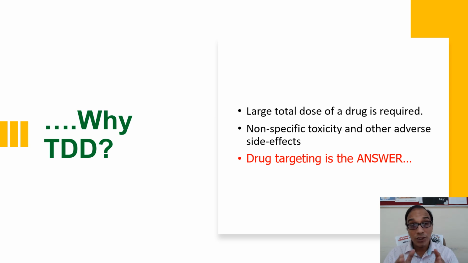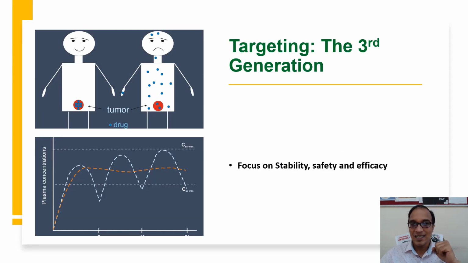And non-specific toxicity and other adverse side effects are always there with the conventional dosage form. For all these problems, drug targeting is the answer. So targeting is the third generation dosage form, you can say the third generation strategy of delivering drugs. Here the focus is on stability, safety and efficacy.